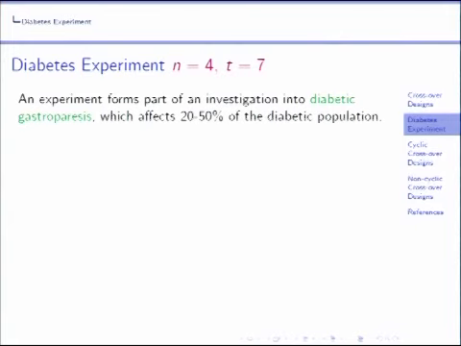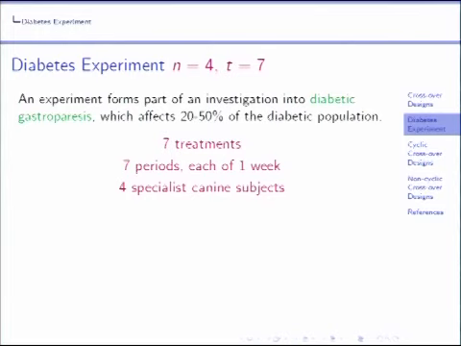So I'm going to illustrate these ideas by means of an experiment into a problem that affects 20 to 50% of the diabetic population, which is diabetic gastroparesis. And the experiment I'm looking at involves 7 treatments to aid this problem, and I'm going to plan a 7-period carryover experiment. So my periods are each going to be 1 week long, and each subject is going to be given 1 treatment each week. Now my subjects are going to be 4 specialist canine subjects, and the reason for choosing dogs here rather than something like rodents is because the mechanism that dogs have for feeding is meant to be similar for the mechanism that humans have for feeding.